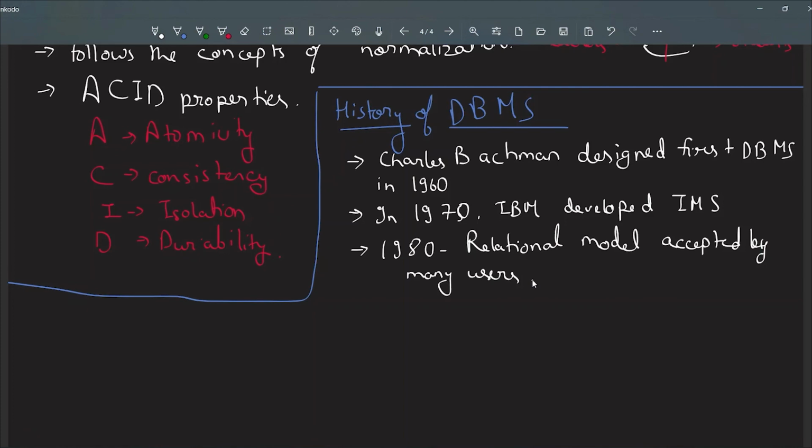Now in the next video, we will see the advantages and disadvantages of DBMS.